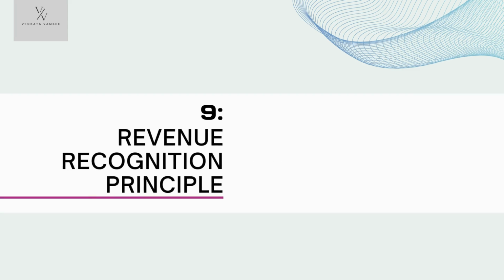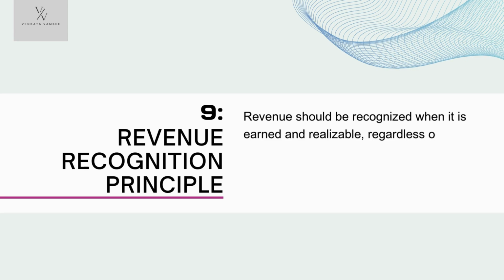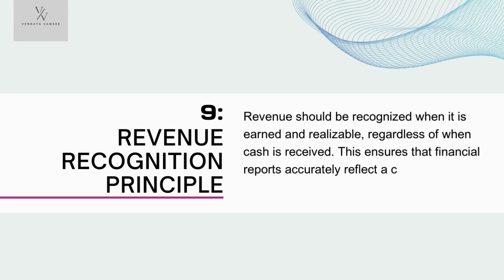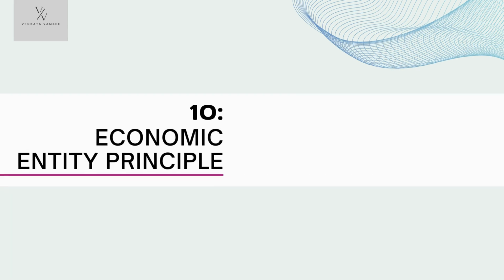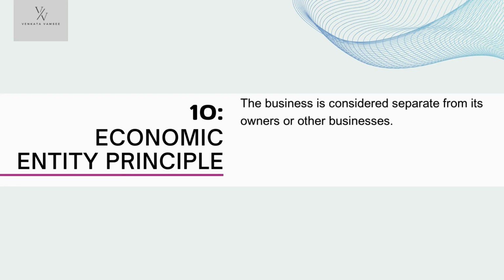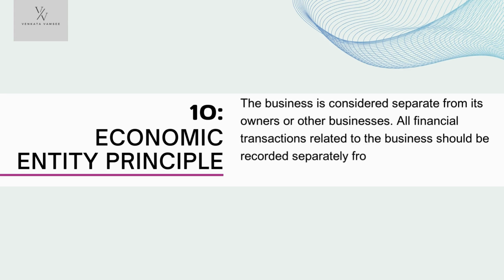9. Revenue recognition. Revenue should be recognized when it is earned and realizable, regardless of when cash is received. This ensures that financial reports accurately reflect a company's performance during a period. 10. Economic entity principle. The business is considered separate from its owners or other businesses. All financial transactions related to the business should be recorded separately from the personal finances of its owners.